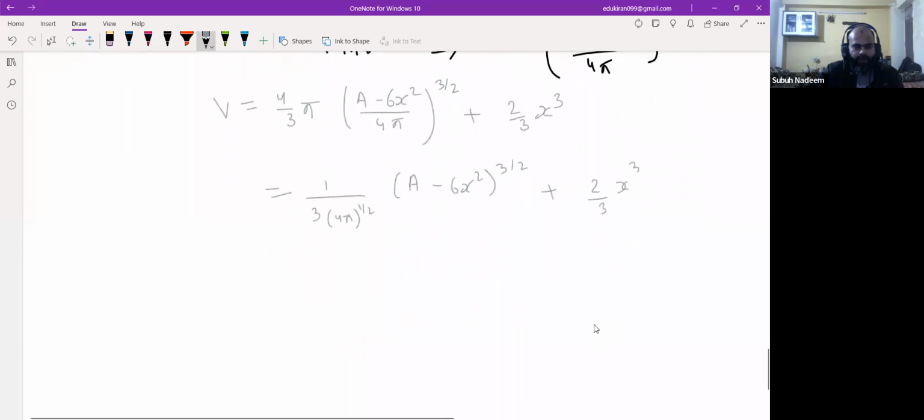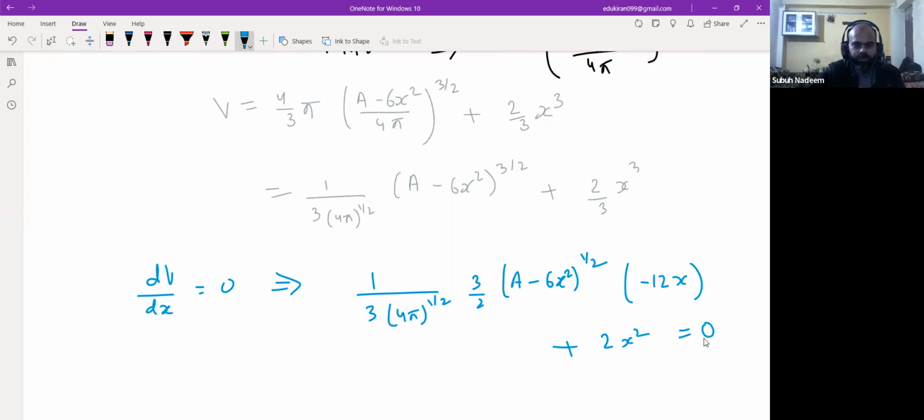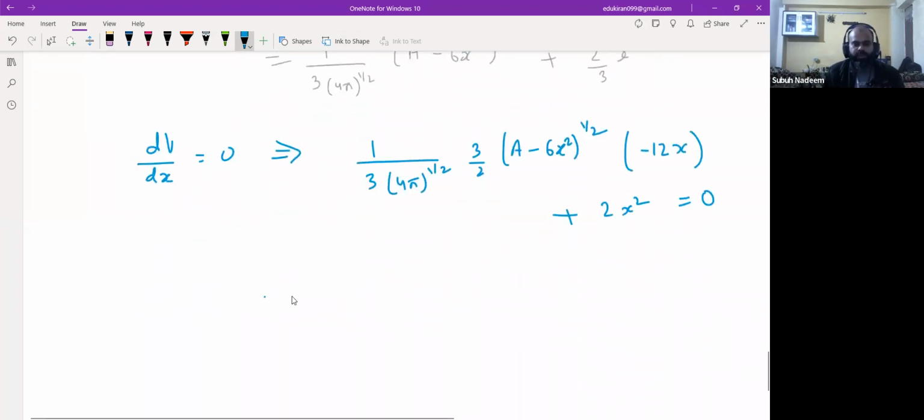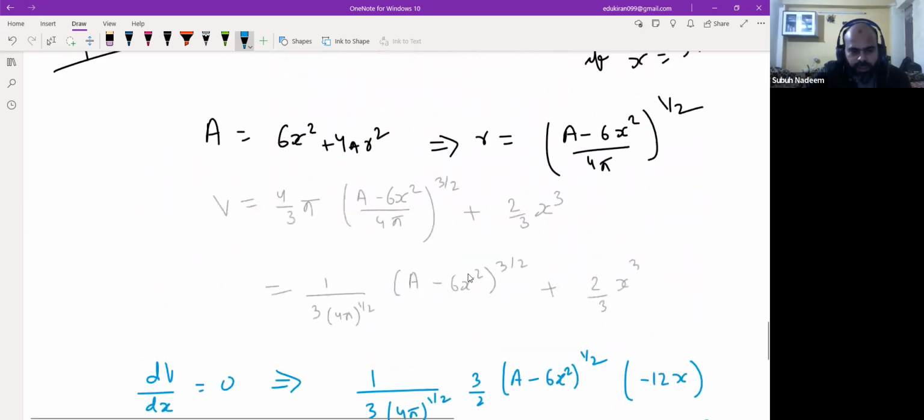So this volume is minimum, so we take dV by dx equal to 0. When we do this, 1 by 3, 4 pi to the power 1 by 2, and 3 by 2, A minus 6x square to the power 1 by 2 into minus 12x, we will get plus 2x square, and we equate it to 0. So in the next step, okay, this is fine. Pi is also coming now.